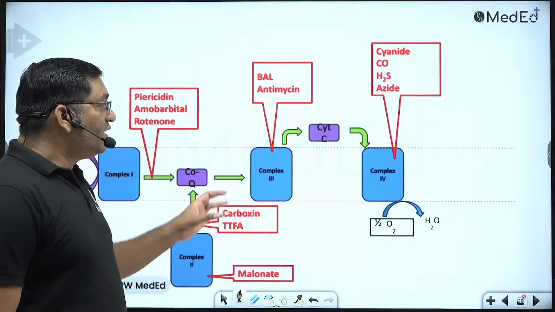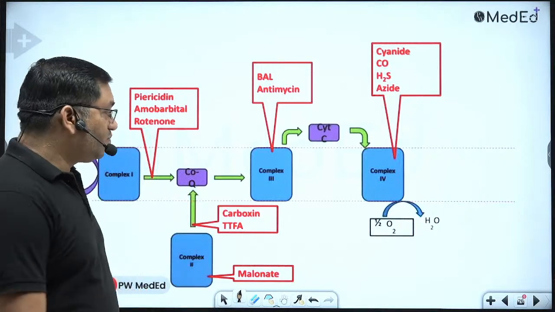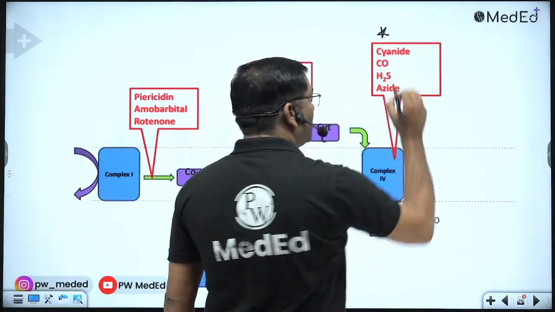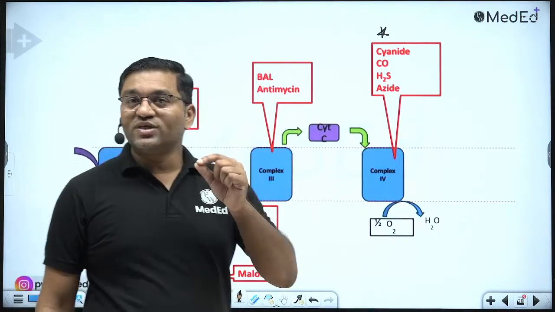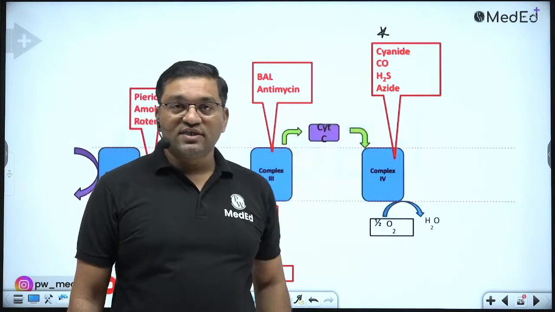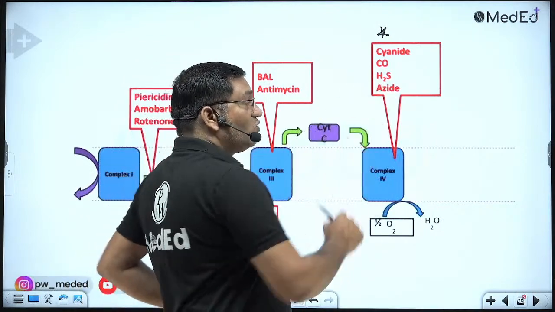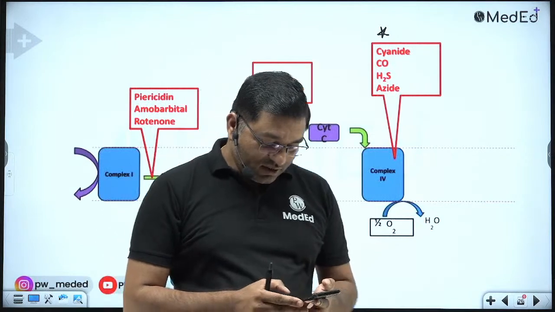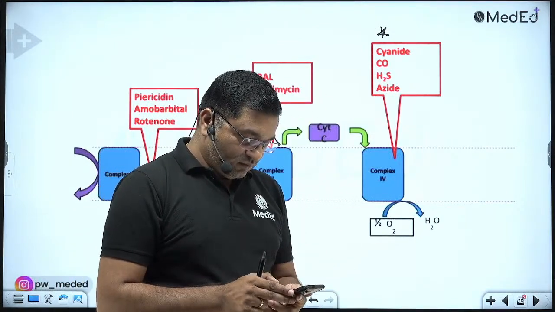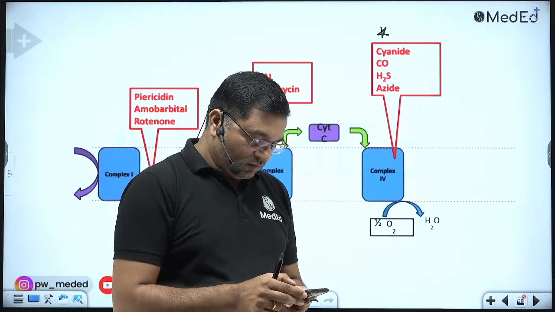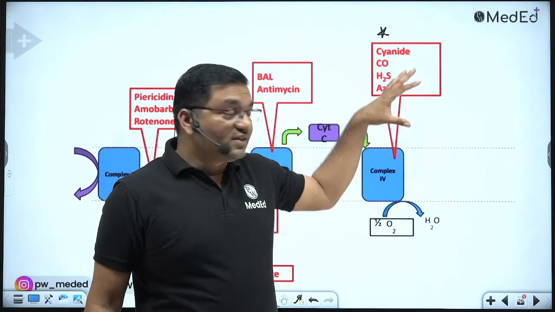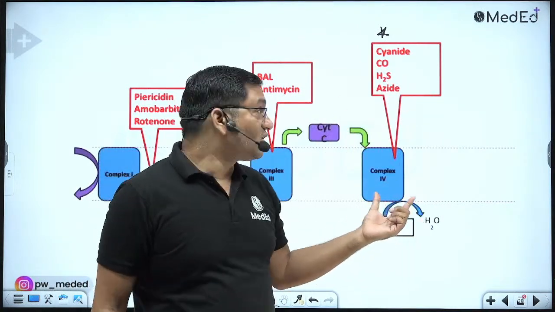You may get an MCQ on any inhibitors, but this one is very, very important. Inhibitors of complex 4 include gases: cyanide, carbon monoxide, hydrogen sulfide, azide. Cyanide, carbon monoxide, hydrogen sulfide, azide inhibit complex 4 of the electron transport chain.